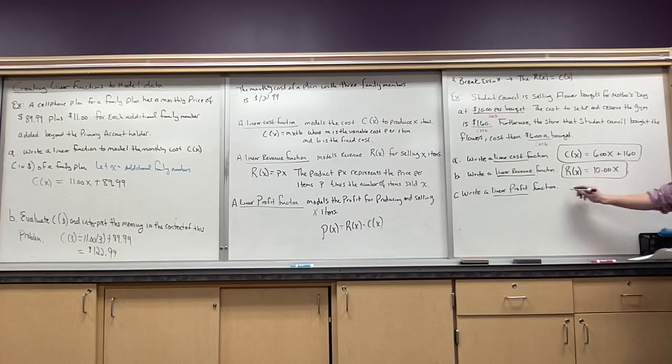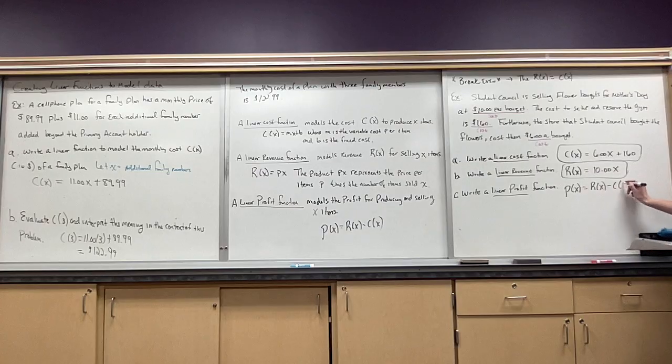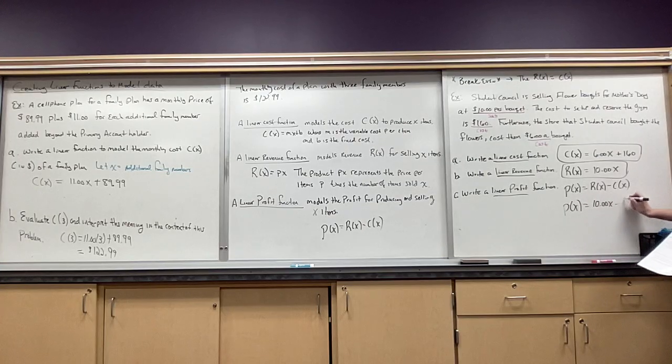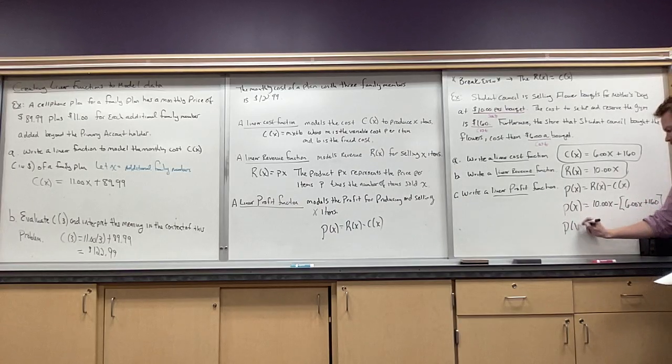Now, profit. That's when we take how much I made minus how much it cost me overall. So I'm going to subtract these two. My profit is going to be the 10x minus the 6x and the 160. Be careful with this because you are subtracting everything here, so that negative has to go to both. So my profit to finish this is going to be 4x minus 160. So that's the equation I want to work with.